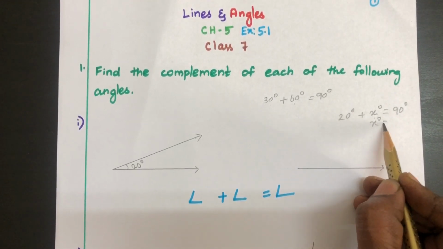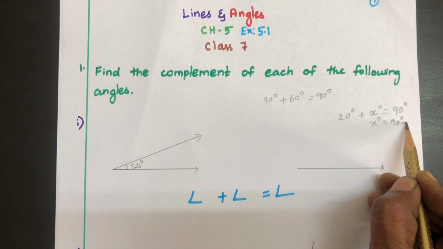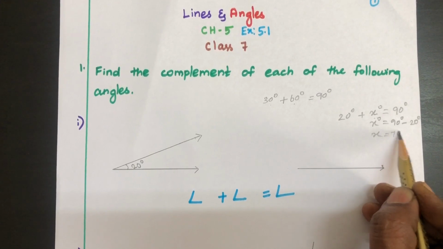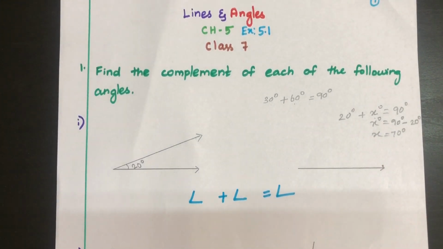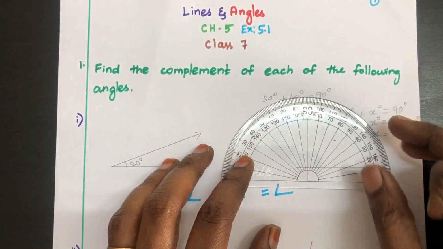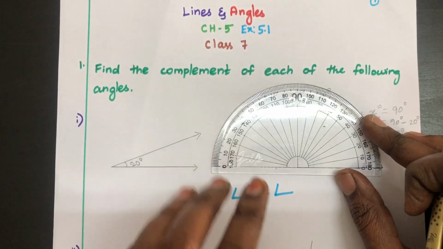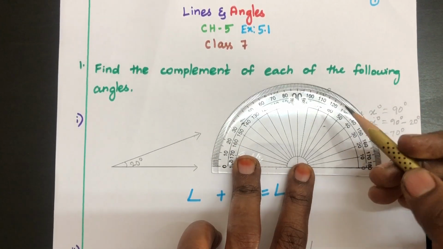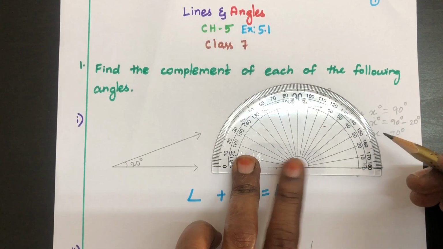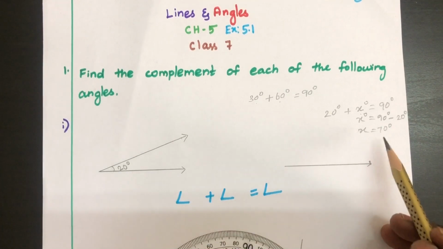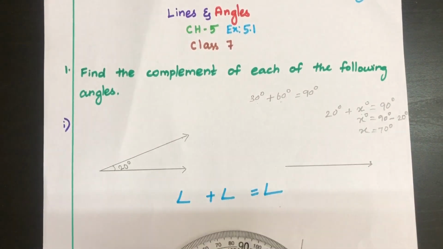x degree is equal to 90 degree minus 20 degree. So this is equal to 70 degree. That's all. Easy, right? So 20 degree is complement to 70 degree. Find the complement means the other angle which will make the sum as 90 degree. Now we already have 20 degree, and we are going to draw 70 degree.